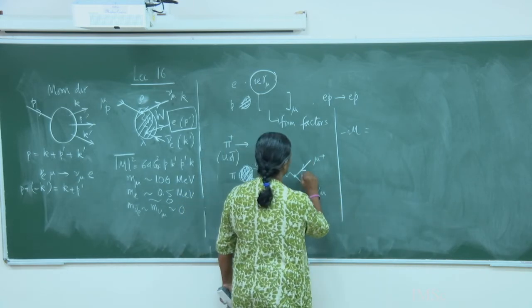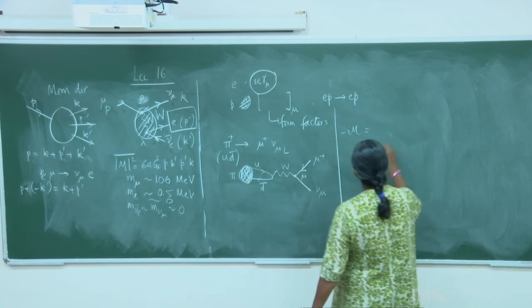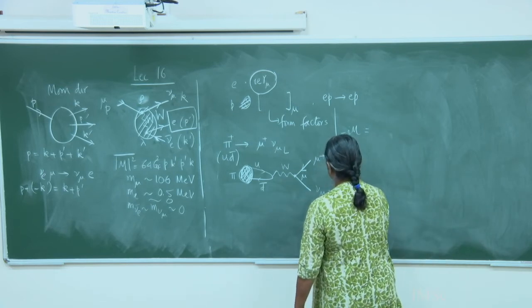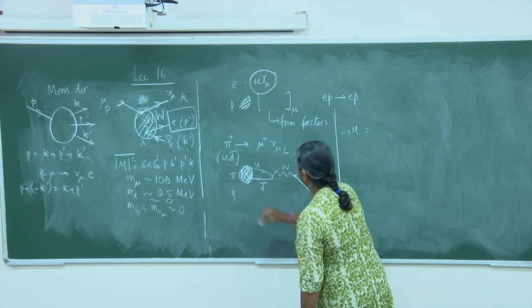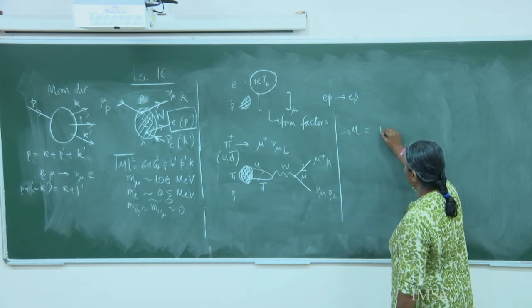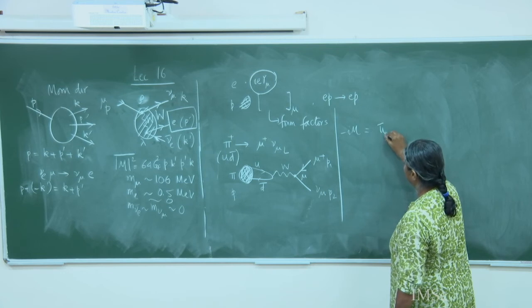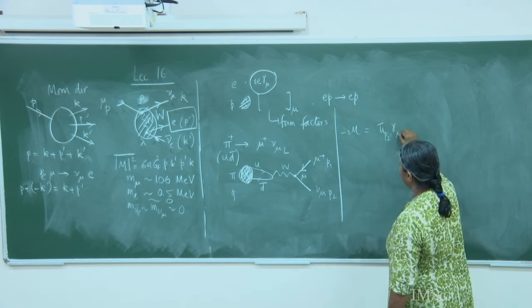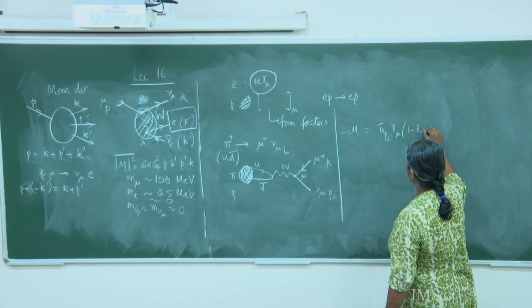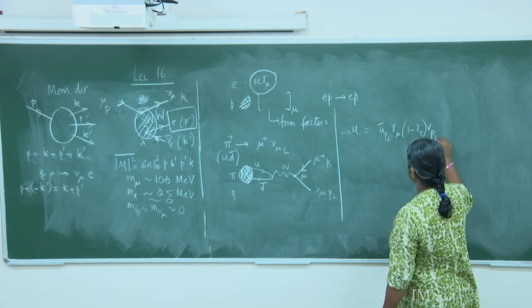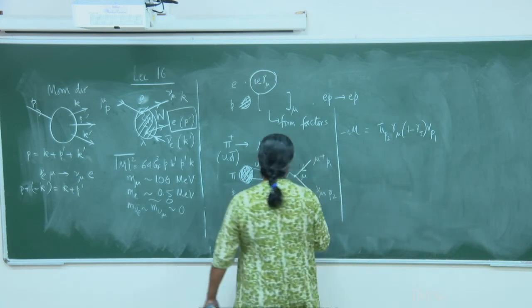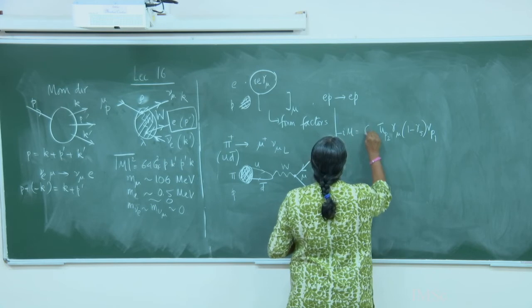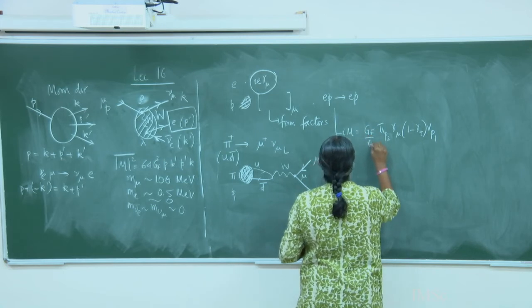So I know that if this is a vertex mu, I will have, let us call this P1, P2 and P. So I will have u bar P2, gamma mu into 1 minus gamma phi V of P1, okay. Now we are not going to write the propagator, we are going to write Gf by root 2, that we have already explained.